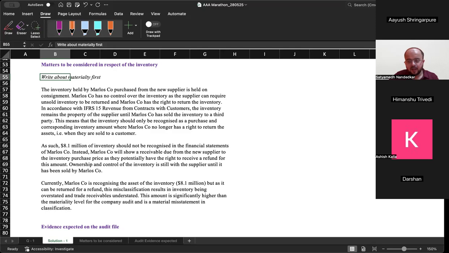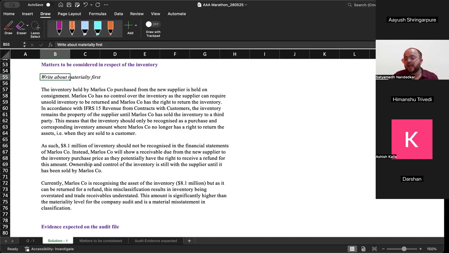Thank you. Yes, Ayush. Continuing what Himanshu asked, with respect to the consignment, can we mention that Marlowe's company is only entitled to recognize the commission and not the whole revenue? But is there any indication of that in the question? No, sir. The question is on inventory. So why do you want to write about something that is not even mentioned in the question? This is where we lose marks, right. Just because we know something doesn't mean that we have to write about it.